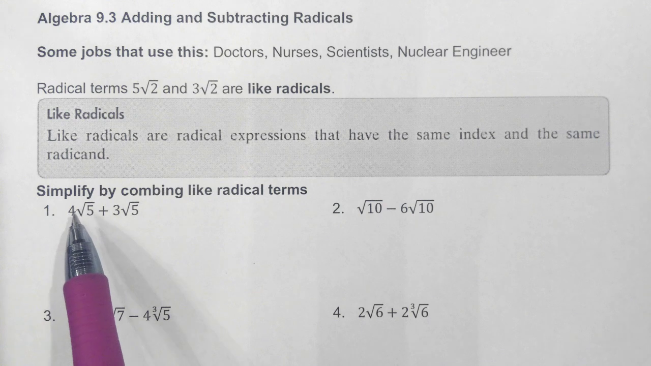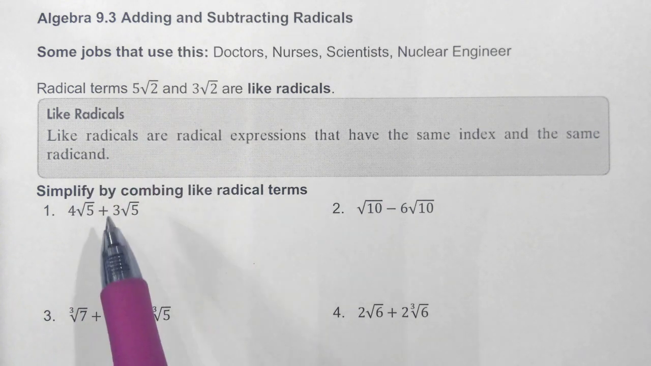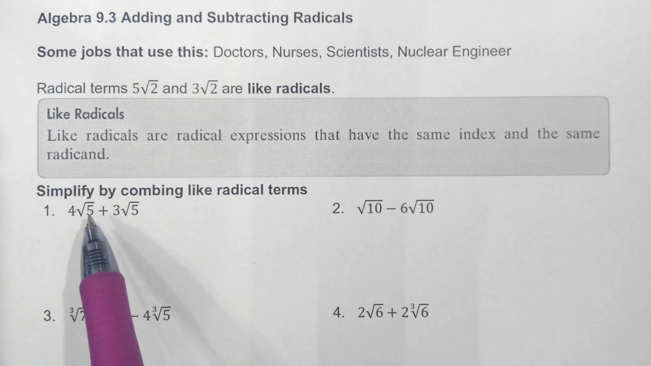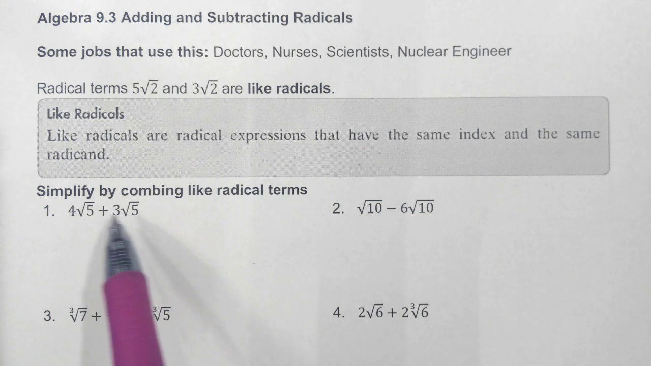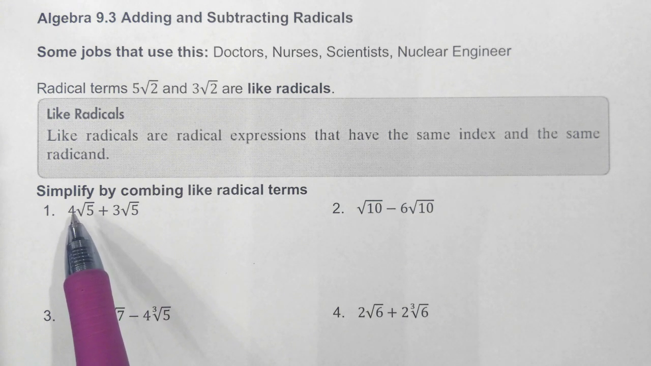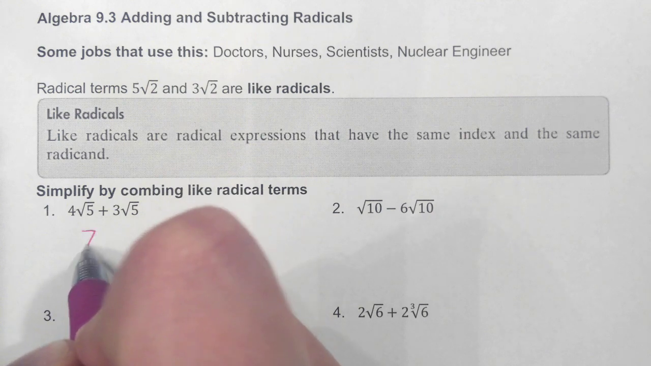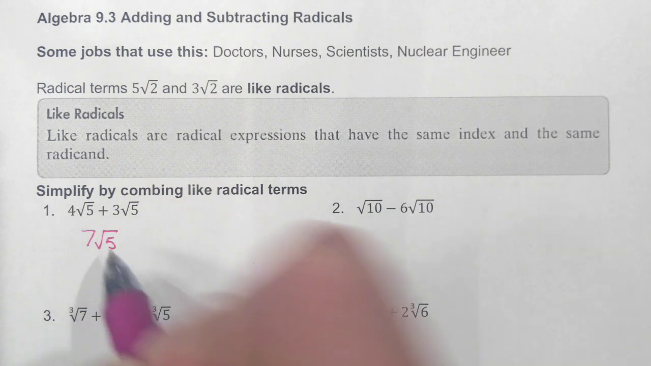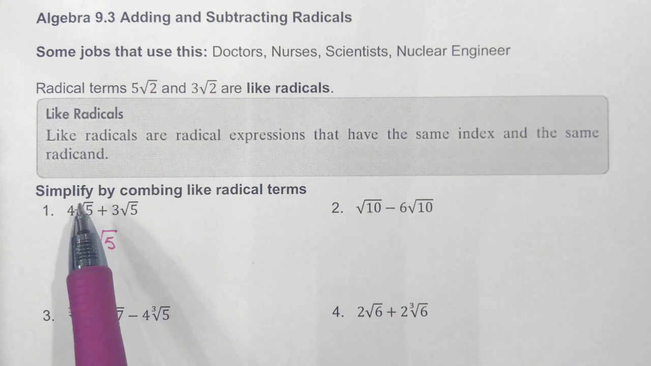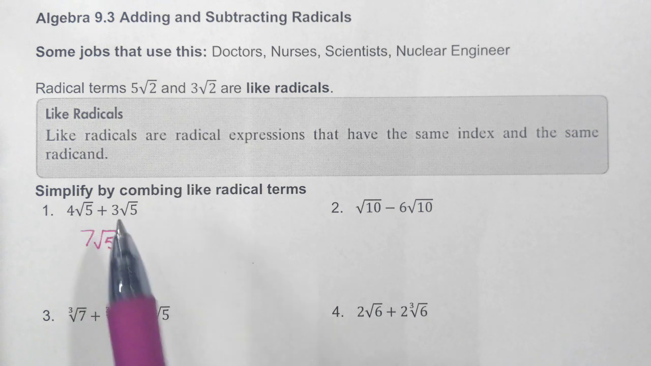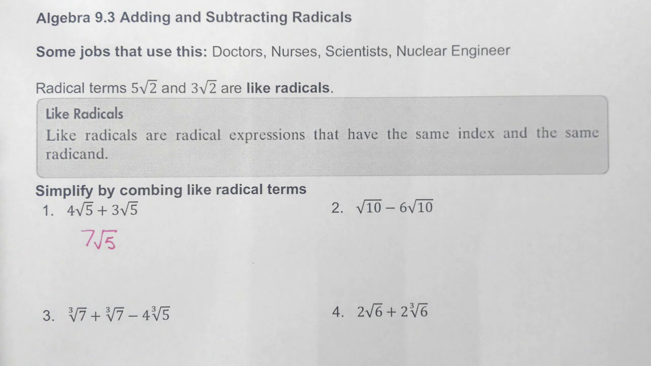It's very simple. You think of it as like x's. So this says 4 square roots of 5 plus 3 square roots of 5. It's the same as thinking of it as what's 4x plus 3x. So that would be 7x. So 4 square roots of 5 plus 3 square roots of 5 would be 7 square roots of 5. So notice the radical doesn't change. You just do what the coefficients say.